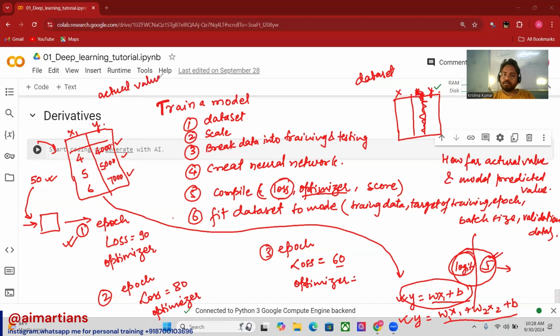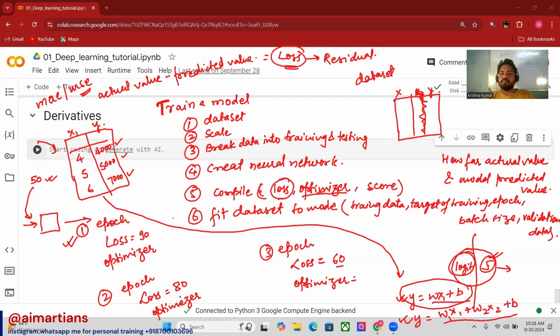Actual value minus predicted value, like we were doing in MAE, mean absolute error, or MSE, mean square error. We calculate actual value minus predicted value, and we get some sort of value, which was nothing but loss. And when we calculate loss for a single data point, it is called residual.